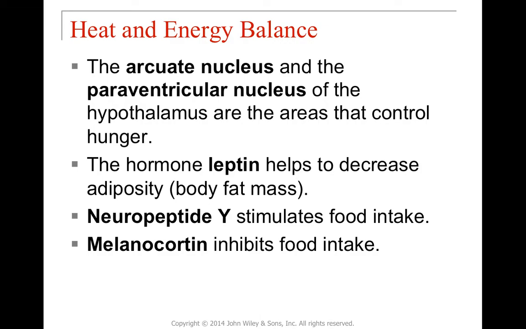There are areas in your brain that control the hunger impulse. Those areas are the paraventricular nucleus in the hypothalamus, and also the arcuate nucleus, again in the hypothalamus. And those are going to be responsible for stimulating your hunger responses, or responding to your hunger responses. The hormone leptin is going to help decrease your body fat mass. Neuropeptide Y is going to stimulate the response for food intake, and melanocortin is going to inhibit your food intake.